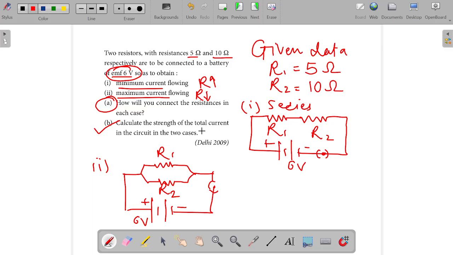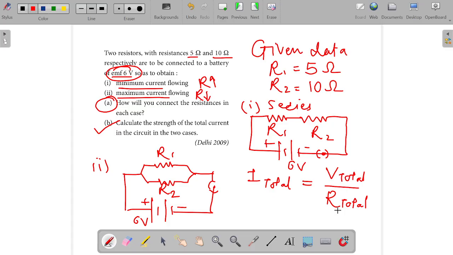Calculate the strength of the total current in the circuit in two cases. So we have to calculate the total current here, and we are going to use the same formula as per Ohm's law. Total current will be equal to the total voltage or potential difference across the circuit upon the total resistance of the circuit. Very easy. So already we have this data that V total will be 6 volt.